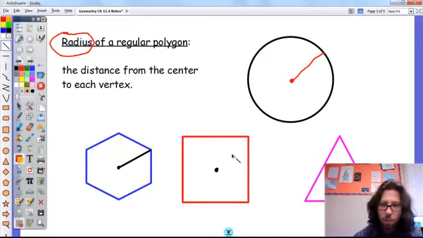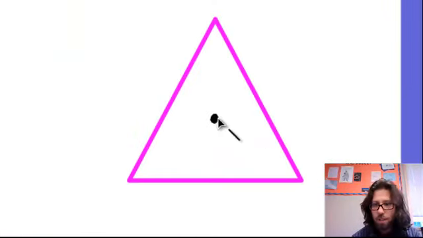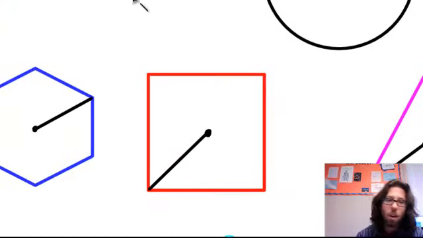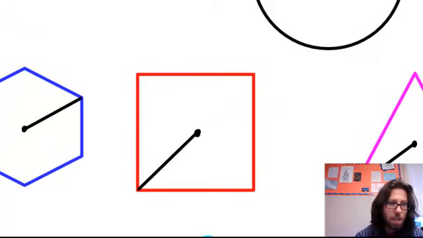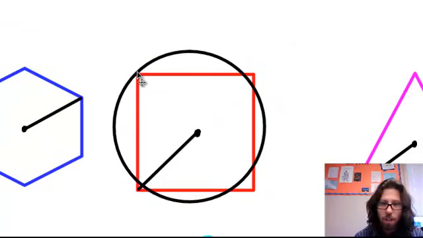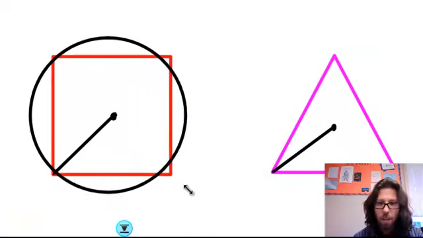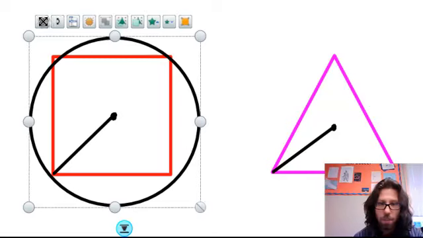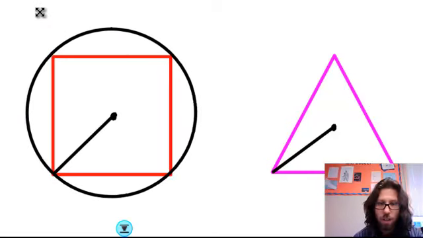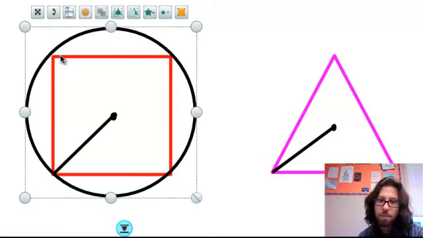So that would be an example of one there. We could draw a radius of the square here from the center to one of its vertices, and then a radius of a triangle. And again, it all goes back to the idea that if we were to circumscribe a circle over one of these, they would share a center, and they would also share the radius.